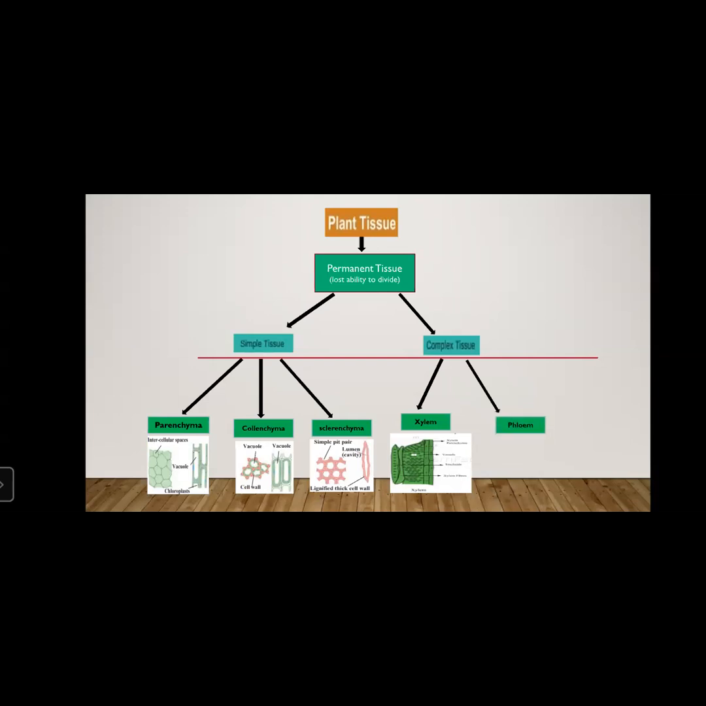The second complex tissue was phloem, which is composed of four different types of cell types. First is sieve tube element, companion cell, phloem parenchyma, and phloem sclerenchyma. Again, phloem is also a conductive tissue, but it conducts the nutrients from the upper part of the plant in all the directions. Whatever is prepared by the process of photosynthesis is conducted by phloem tissue in all the different directions to different parts of the plant.